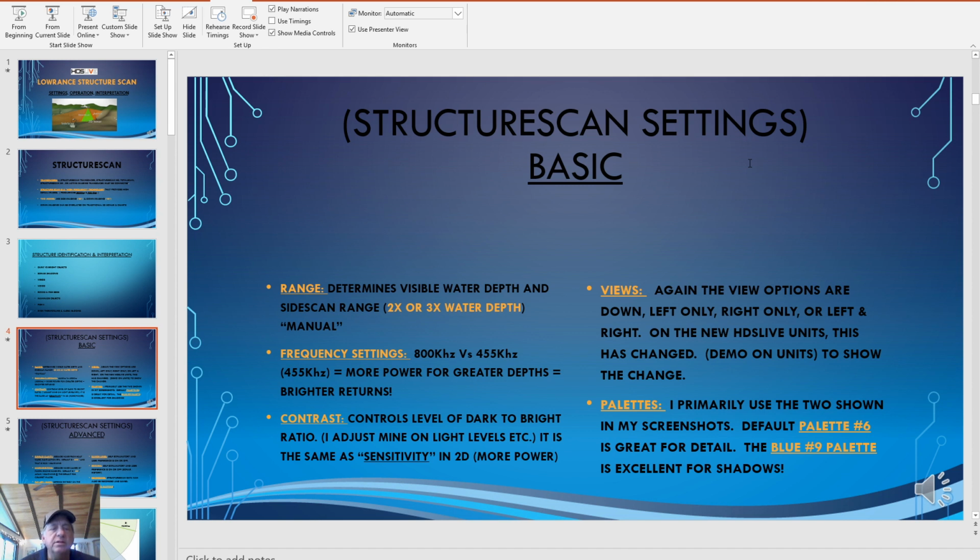But we'll talk specifically as we go on through the webinar when you would want to use one over the other. Contrast controls the level of dark to bright ratio in your sonar returns. I adjust mine based on light levels that I'm fishing in. So it's an adjustment that, as fishermen, when you're out there using your graphs, you'll want to change based on the lighting conditions that you're fishing in.